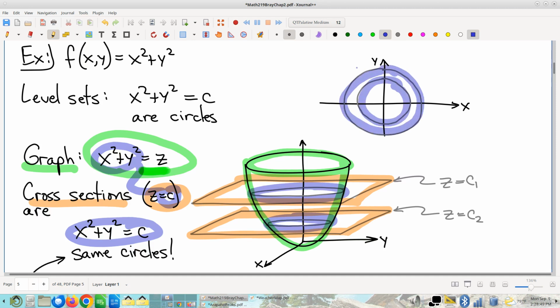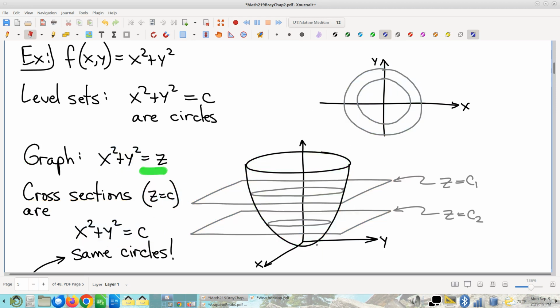And one little annoying asterisk. Technically, these circles live inside of a three-dimensional space, and these live in a two-dimensional space. Fine. What I meant when I say that these are the same as these is that the x and y coordinates of these circles are the same as the x and y coordinates of those.